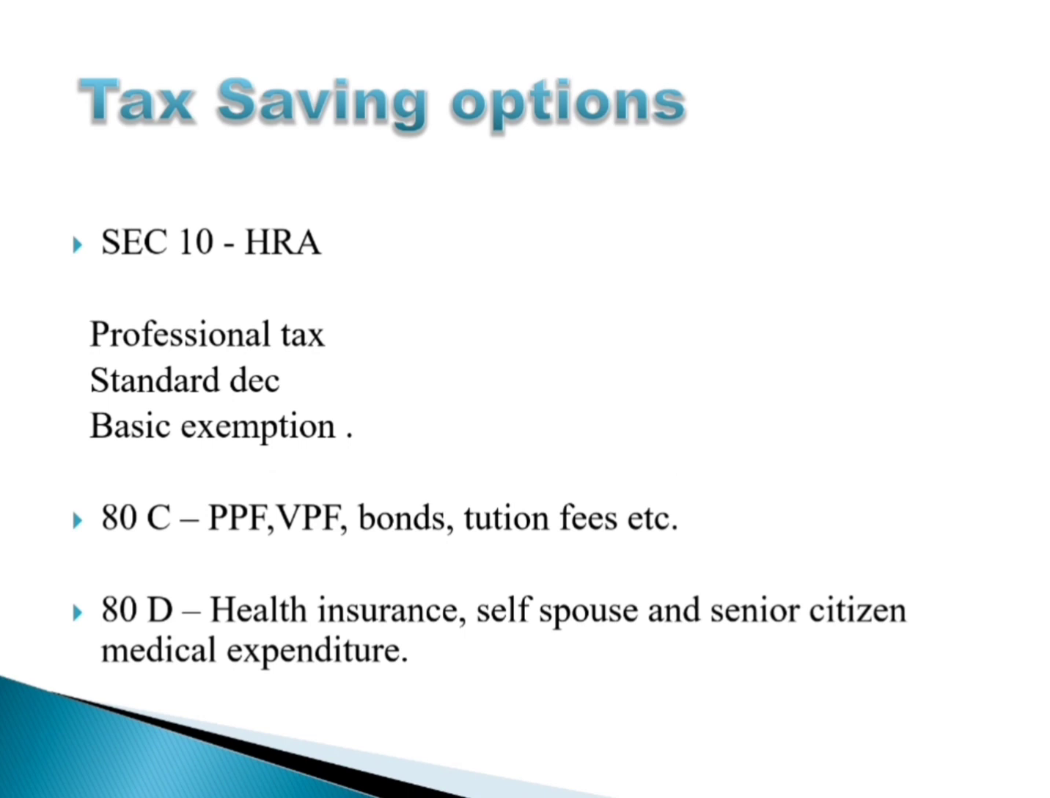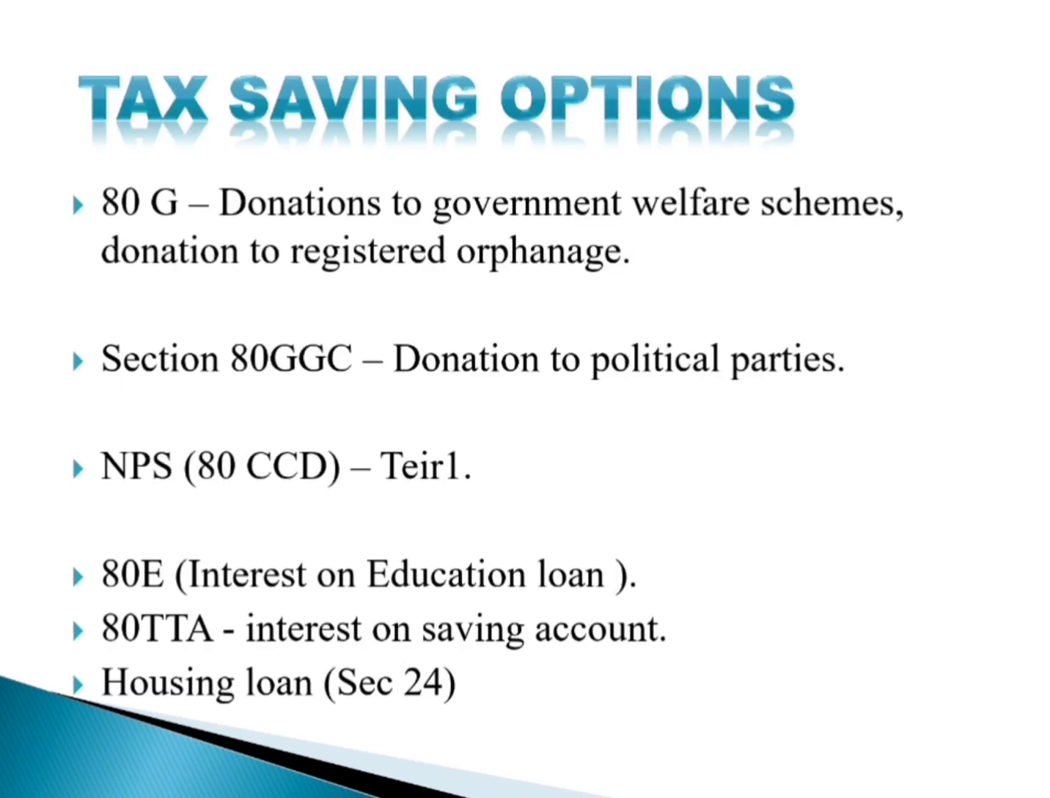In section 10 we have reverse tax, standard deduction, and basic exemption of 50,000. Now 80C we will look at in the coming slides. Similarly, 80D we will look at in depth in the coming slides. We will also look into 80G, 80GGC, and NPS, where offline more questions were raised on NPS, so I'll be focusing on NPS more in this video.